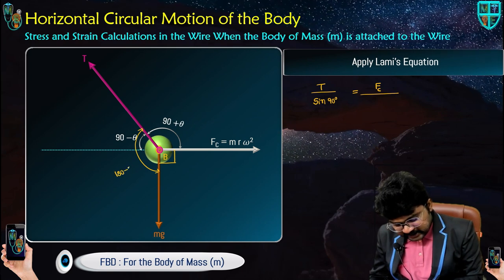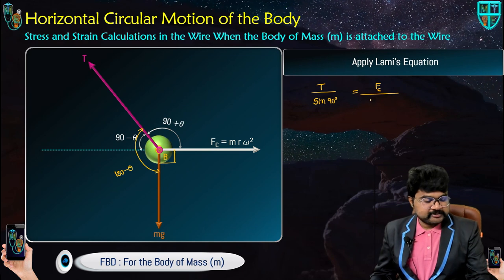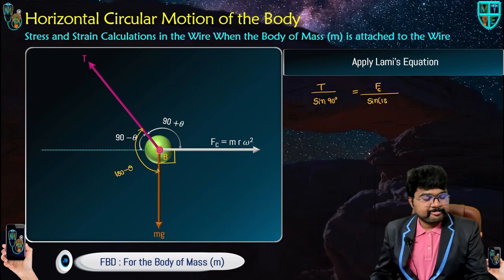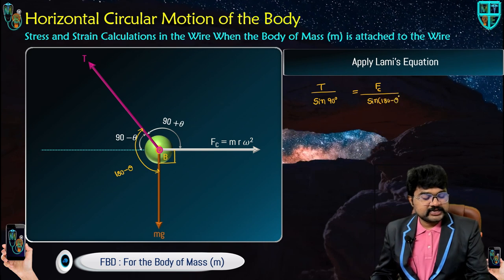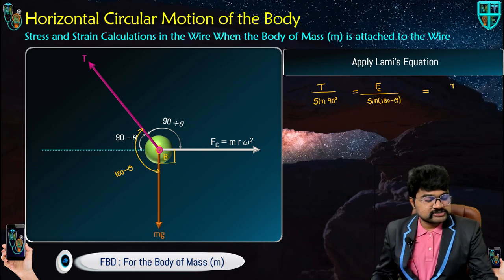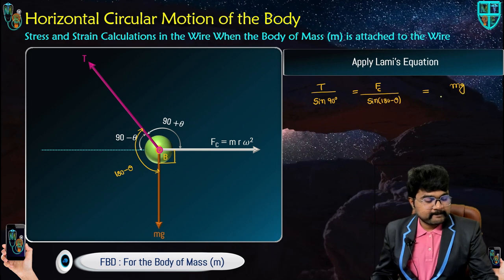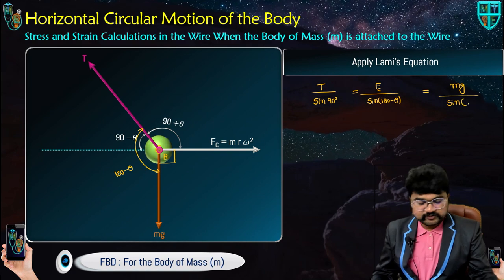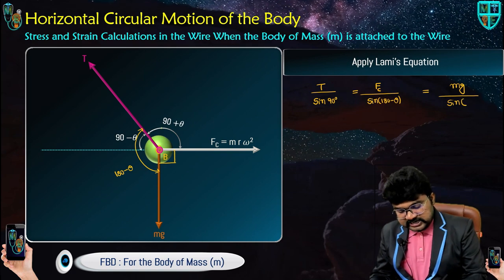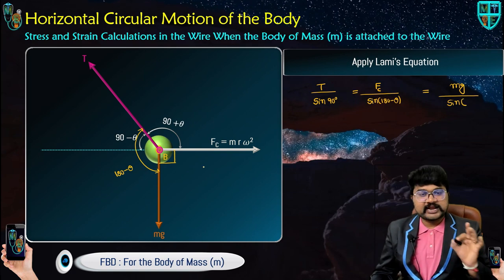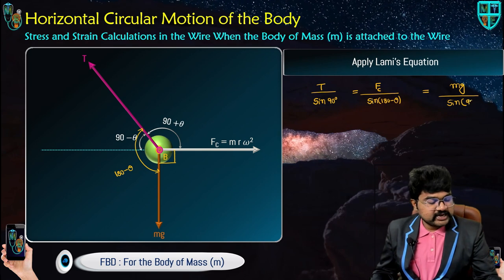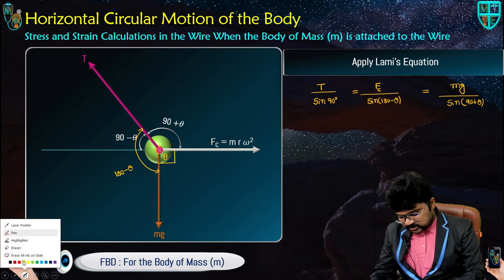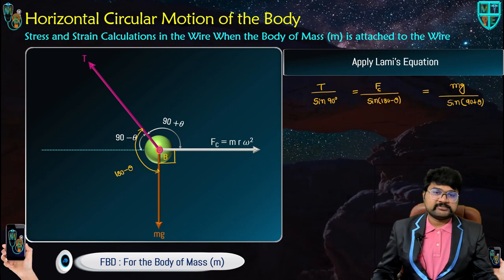180 minus theta, so sine 180 minus theta you will be getting. What about mg? mg by sine of the angle between the other two forces, 90 plus theta, sine 90 plus theta. You can equate these two from Lami's equation.